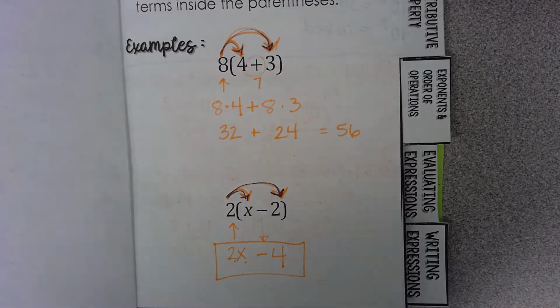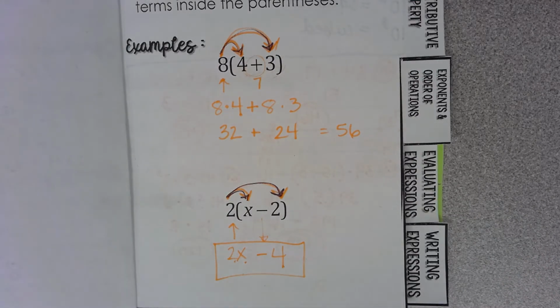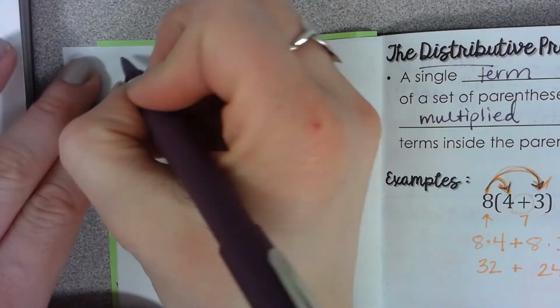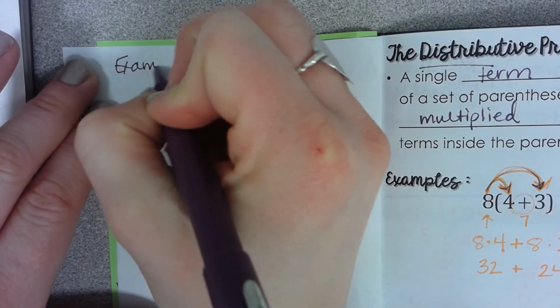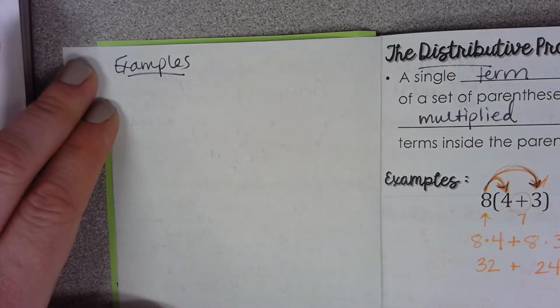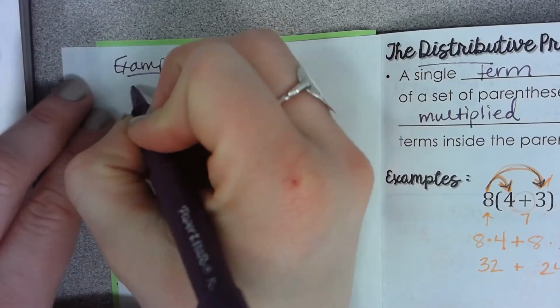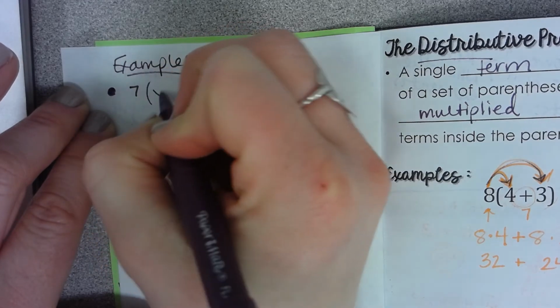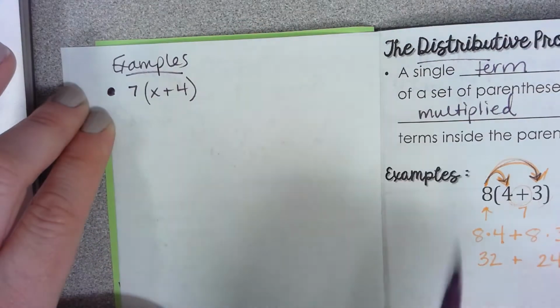Let's do a few more examples over on the next page here that's right next to the distributive property. So I'm going to do some examples. And the first one we're going to do is, we're given 7 times the group of x plus 4.